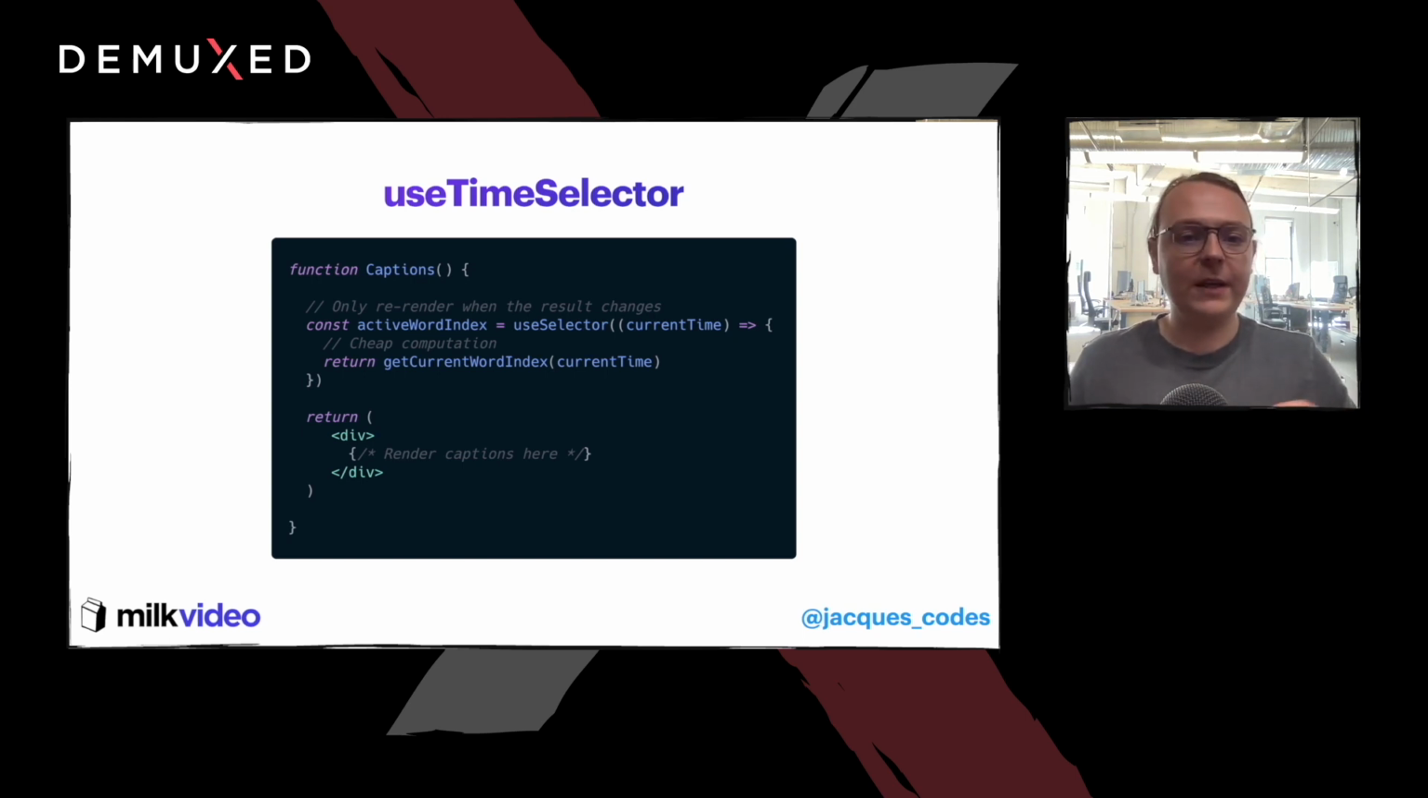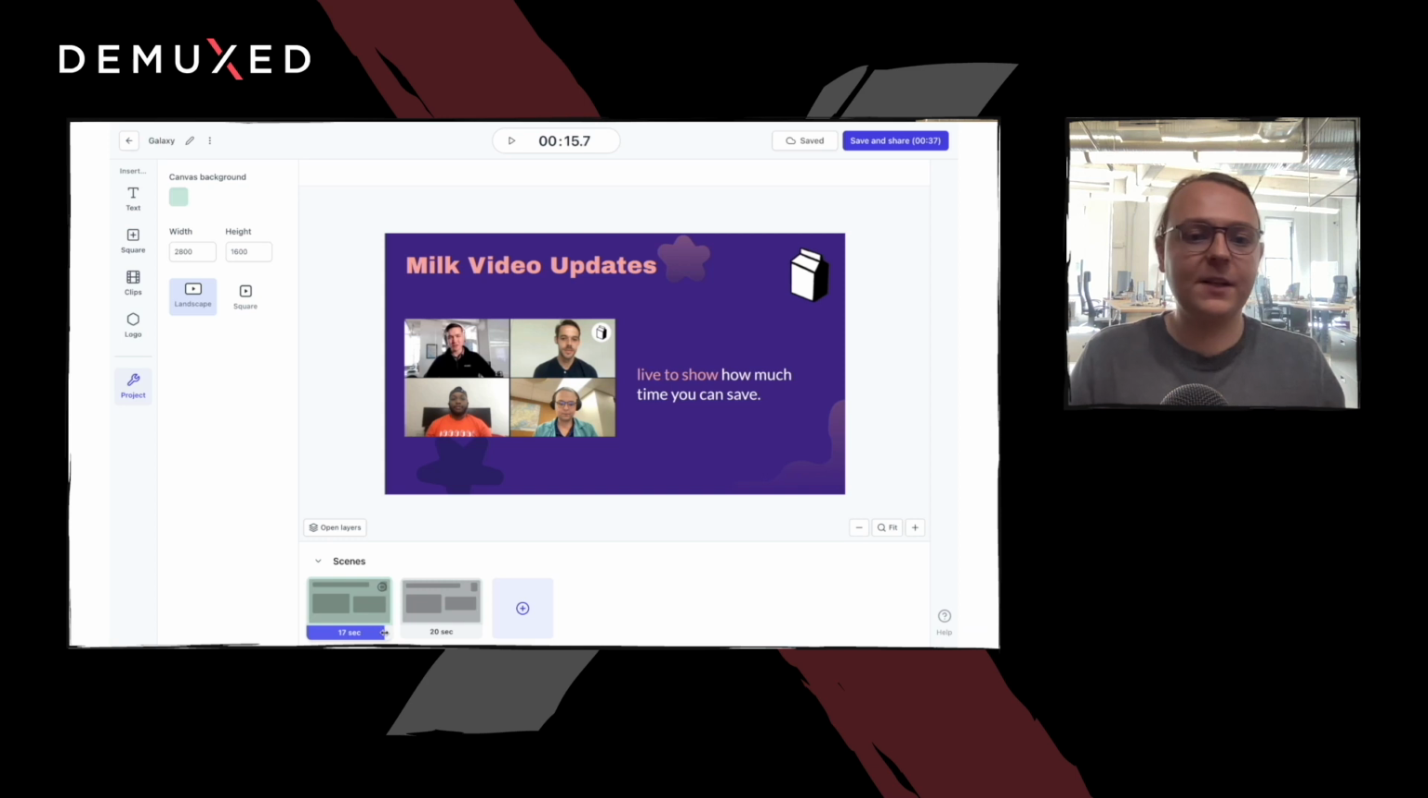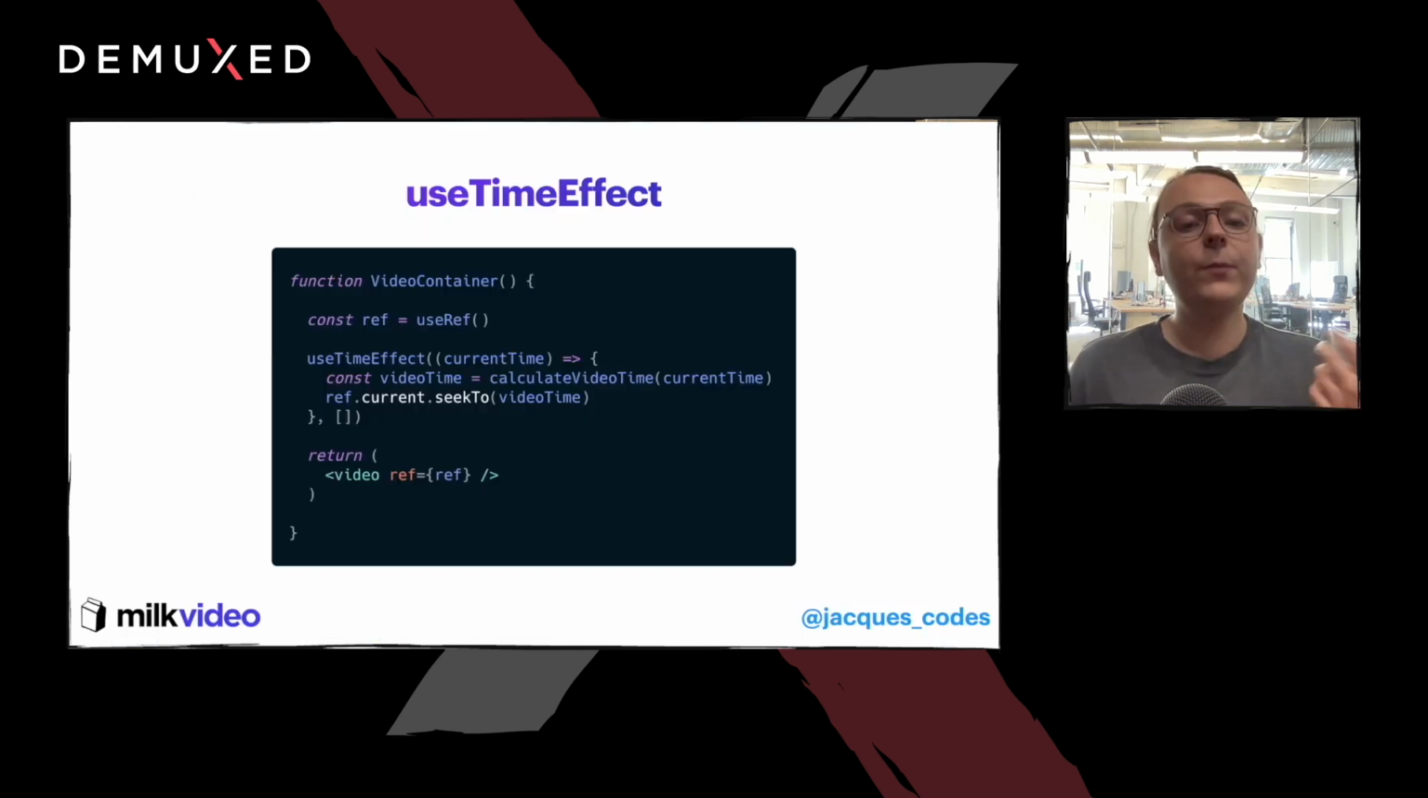Or even if someone deleted the scene in front of the currently active scene, and the active word that should have been highlighted in that caption changed because that scene was deleted, it all just ran reliably, no matter why the current time changed. And we also had to make sure that the videos were played and paused and seeked to the right time, depending on the global time of the project.